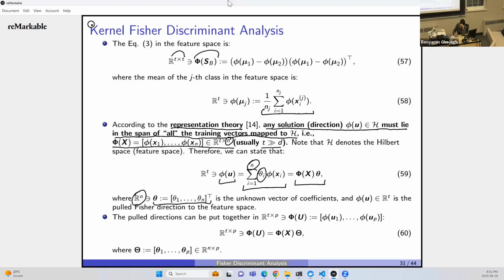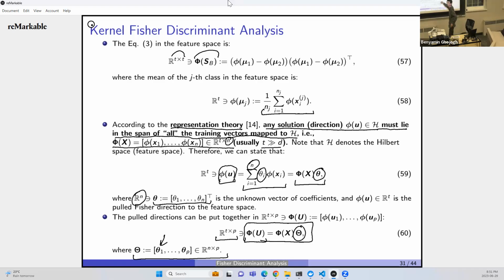So this was for a one-dimensional subspace u. For a multi-dimensional subspace matrix U, what happens? I have P vectors. Therefore, phi of U becomes T by P. It becomes a matrix, and theta also becomes a matrix rather than a vector. So theta will be n by P now, right? Because each theta here is a P-dimensional vector. So basically, the second technique in kernelization uses this formula.